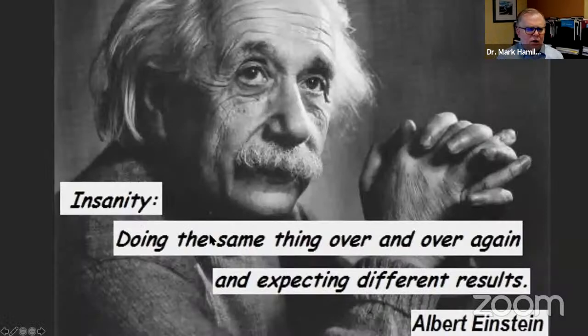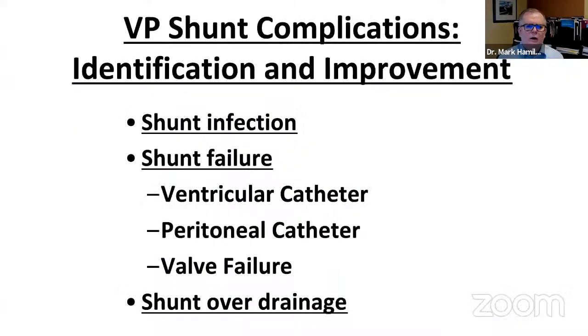Again, another quote that I like because it summarizes shunt surgery. Insanity, from Albert Einstein, is doing the same thing over and over again, expecting different results. So if it didn't work last time, let's just revise that shunt again, and let's revise it again and again and again. And you've got to start thinking about why are you revising it? What is going wrong? Can I try a different approach?